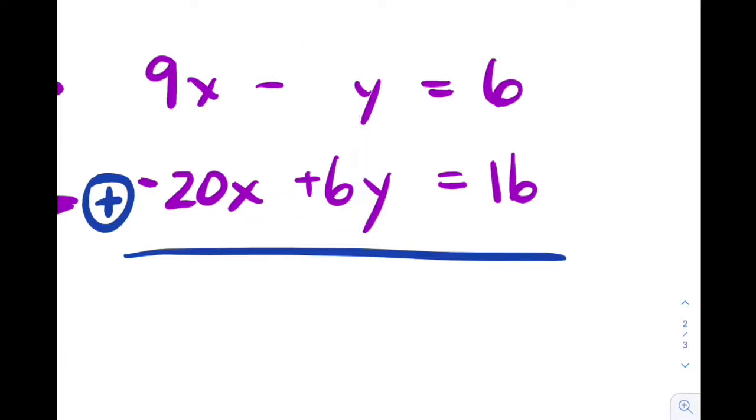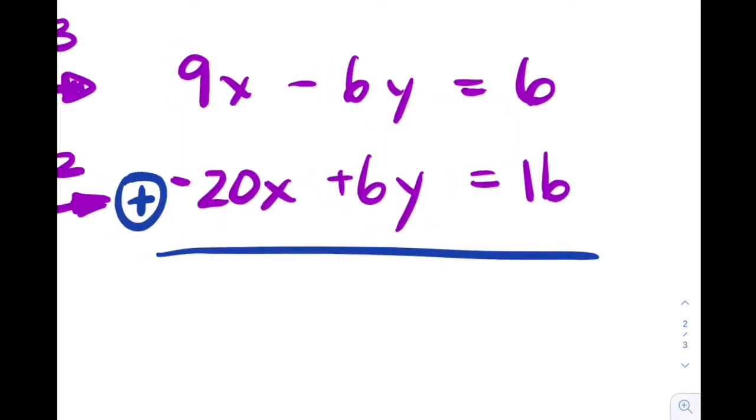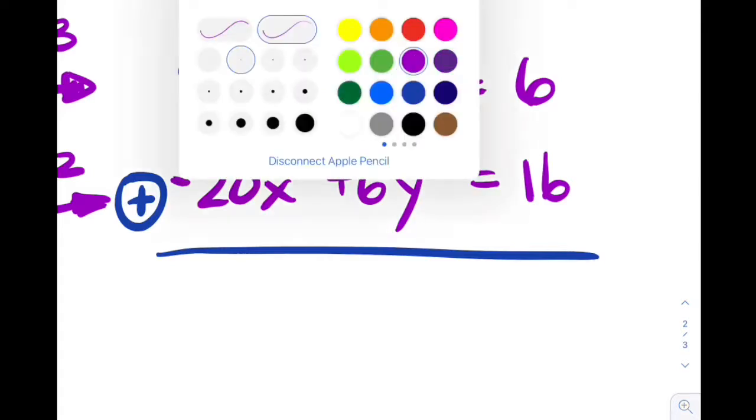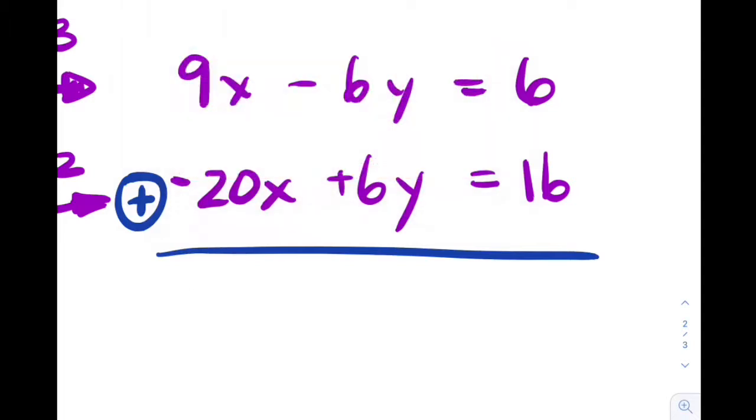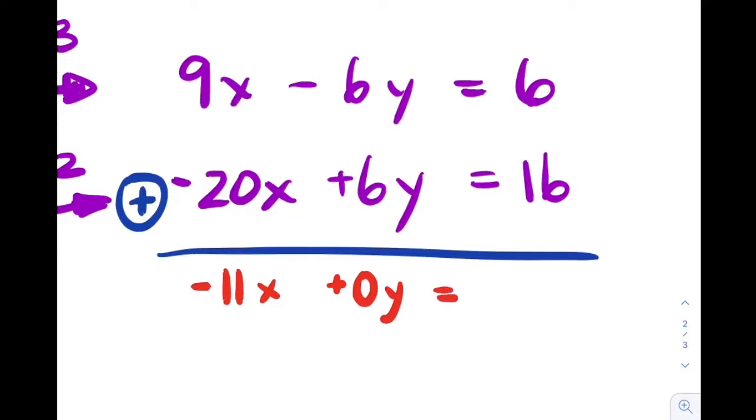Oops, I erased one there. So let's go through. First one, 9 plus negative 20. So 9 plus negative 20 is negative 11. Negative 6 plus 6 for the y's gives me 0. I don't even need to write it, but I will write it here. And then on the right side, 6 plus 16, 22.